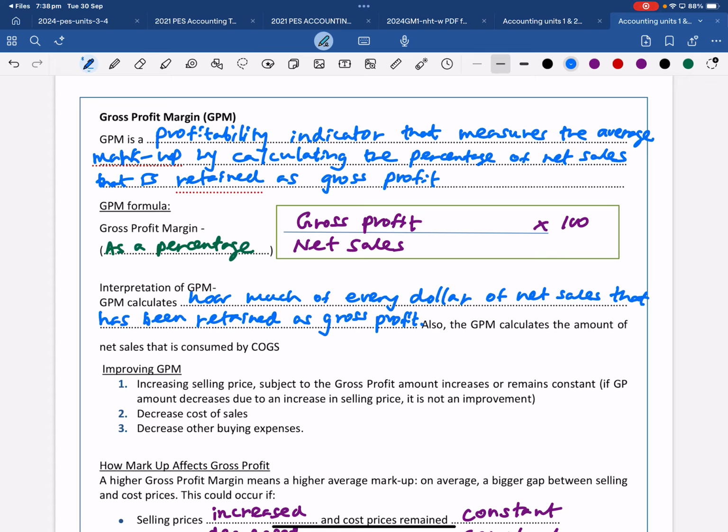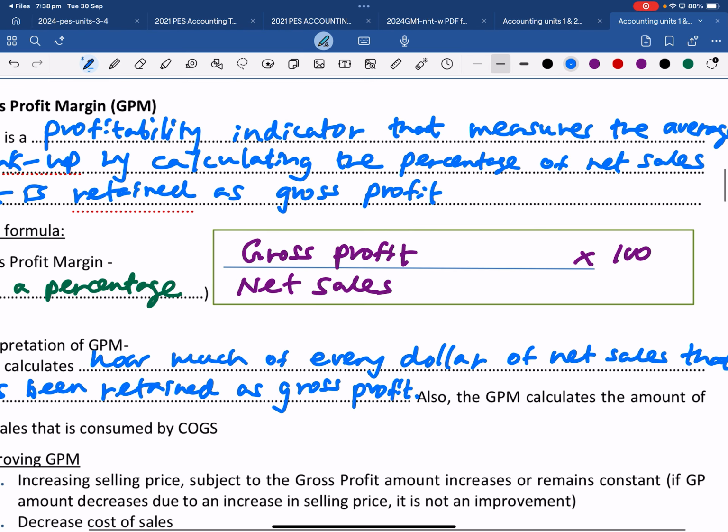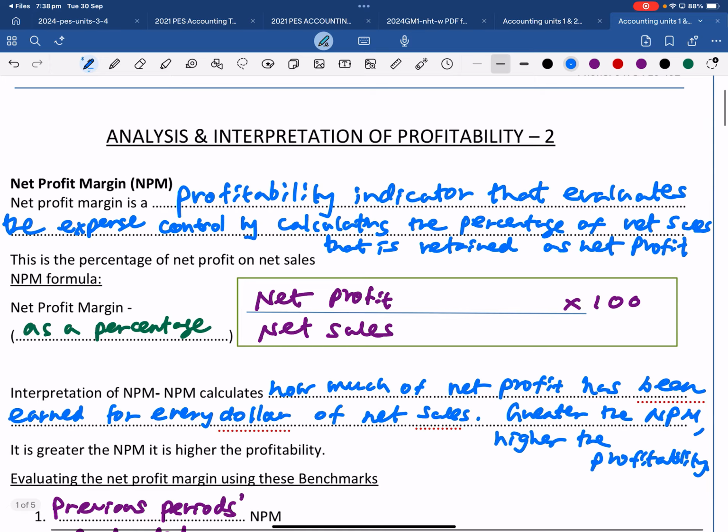Then margin means, guys, we always compare with the net sales. Have a look at this one. Gross profit margin: gross profit over net sales. Net profit margin: net profit over net sales. So wherever you come across the concept of margin, whatever it is, net profit, gross profit or anything else, you compare it with net sales. Am I clear? Okay, net sales.